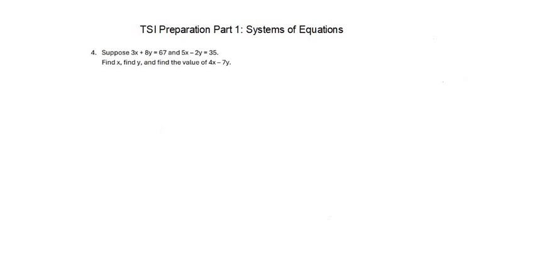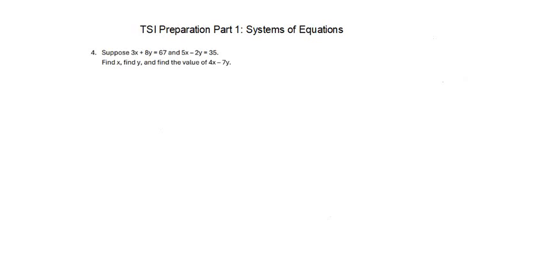Earlier, we had a class where we prepared for the TSI test. We learned about systems of equations, word problems with systems of equations, and questions with ratios. Today, this video is going to go over a few of the questions on your handout from each section of the TSI preparation course. So, let's start with part one, which was systems of equations. For this, I'm going to do questions 4 and 7.